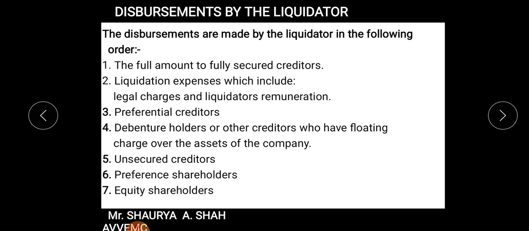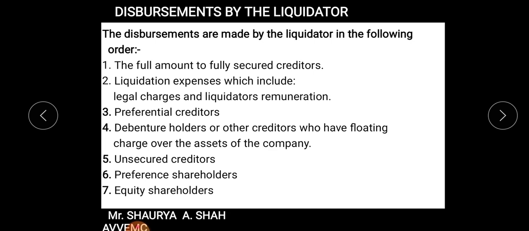Then students you will be given information that may be related to assets realized, that may be related to liquidators remuneration, that may be related to liquidation expenses. Then how much amount is to be paid to preference shareholders, how much to debenture holders, how much to preferential creditors, how much to unsecured creditors, how much to secured creditors, and so forth, right? So we'll again go through whatever we have done in the very first lecture of this chapter.